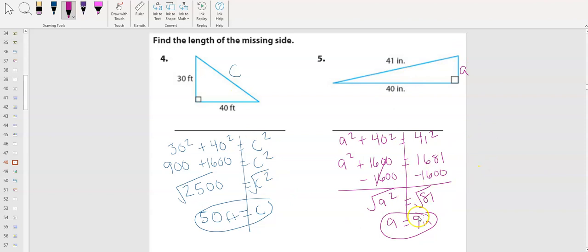And then on the right-hand side, we did the same thing, but we did a squared, which is our missing side, plus 40 squared equals 41 squared. Again, with the use of calculator and some basic math, we found that A is 9 inches.